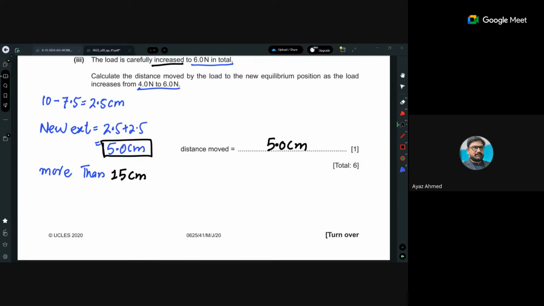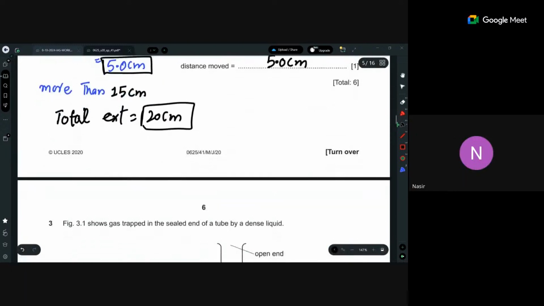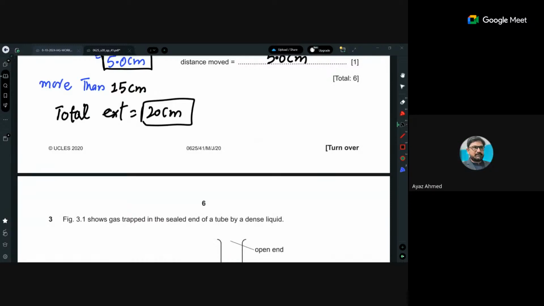5 centimeter. That means the total extension is 15 now, right? Now what will your total extension be? 15 plus 5, 20. I will write it here: total extension is equal to 20 centimeter, right? Yeah. But wouldn't 20 be just a length? No. Length? I just made some mistake. Wait. Calculations. I need help in calculations.